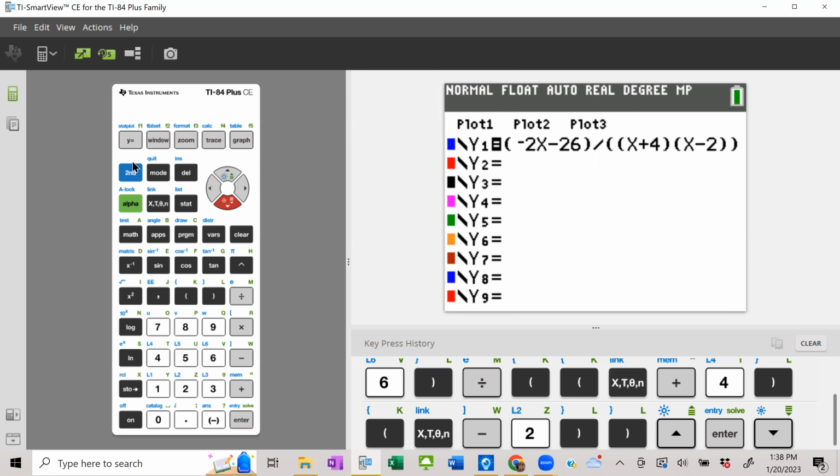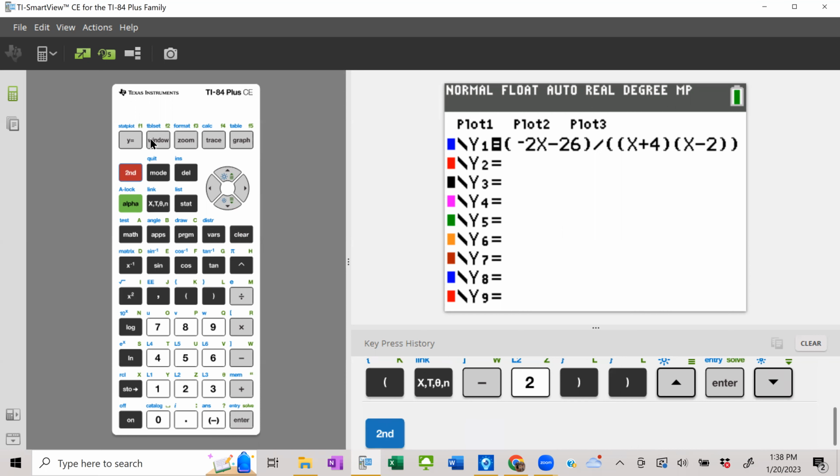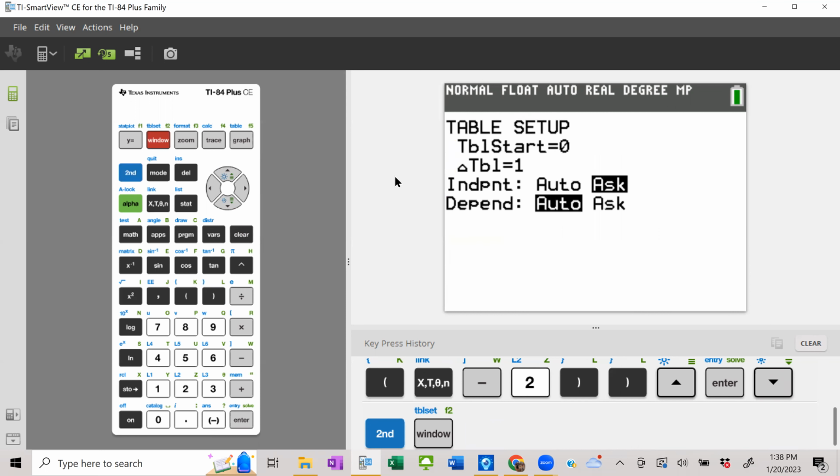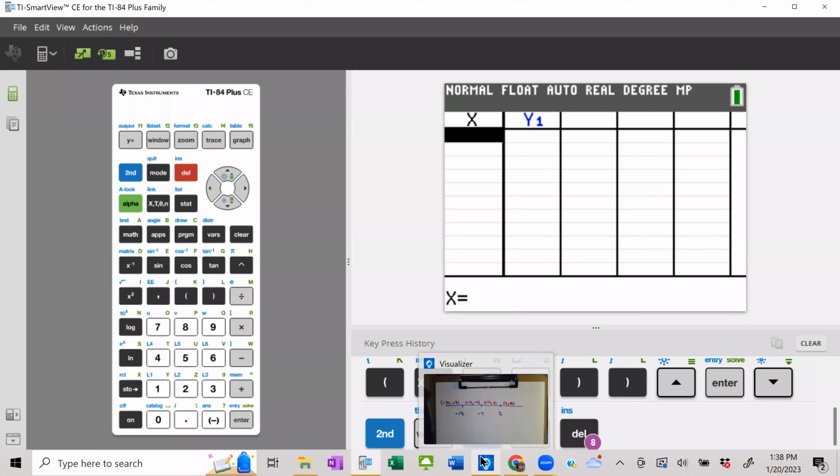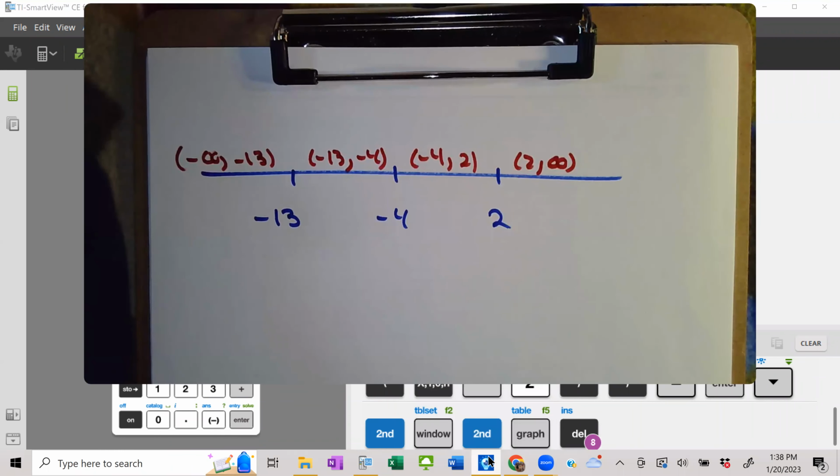Okay, let's check our table settings. Second table, independent should be set to ask, dependent should be set to auto. If that's good to go, great. If not, make some changes. Hit the second key, then the graph key once you've got those changes made, and that's going to take you to the table function. Here's where we get our calculator to test our points for us. So we learn where it's positive or negative.